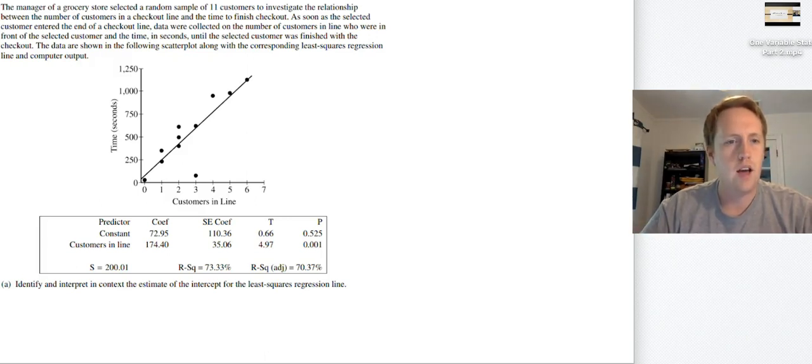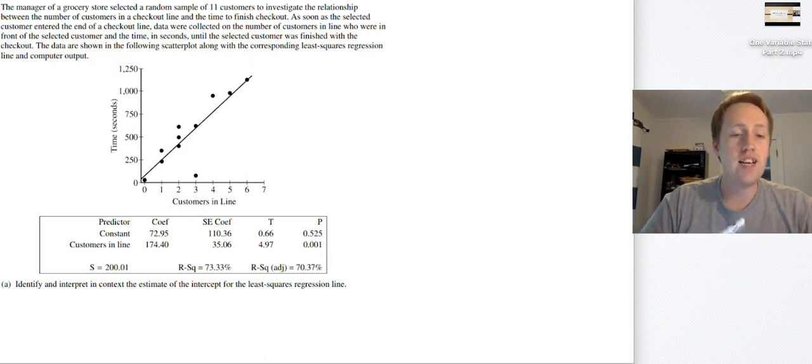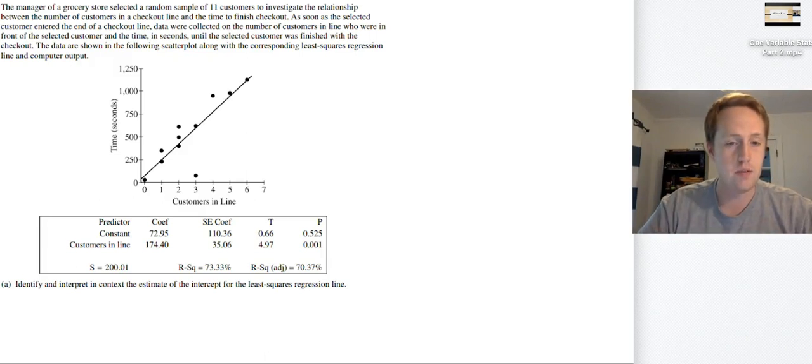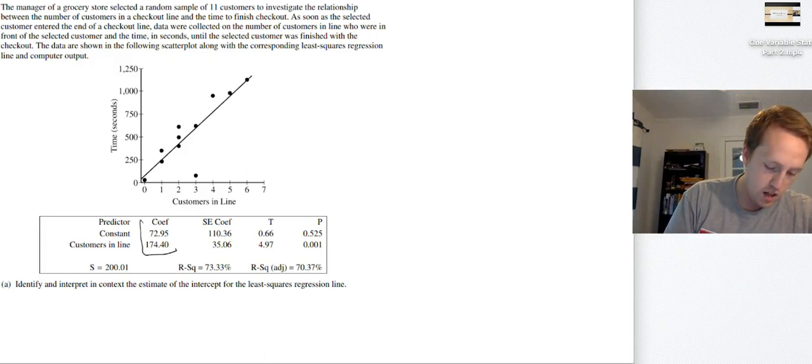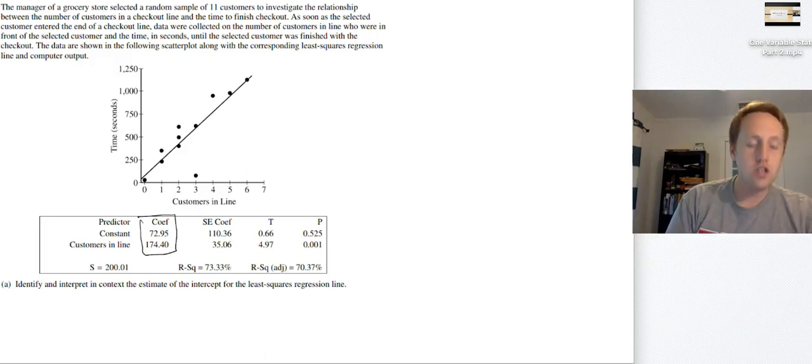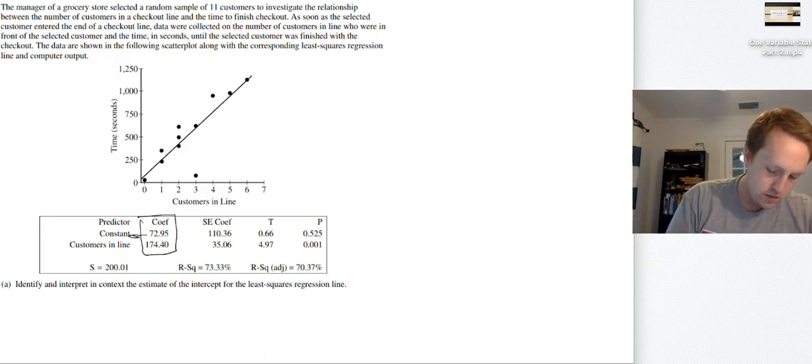That was a lot to unpack. The data are shown in the following scatter plot along with corresponding least squares regression line and computer output. Identify and interpret in context the estimate of the intercept. So we're doing the intercept this time for the least squares regression line. So that's again going to be in the coef column. Remember, the intercept is the constant, so it's this one.